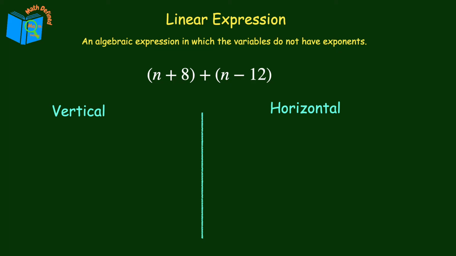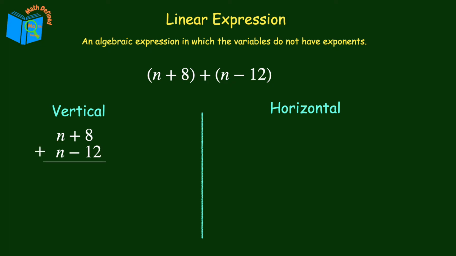I'll start with the vertical method. First, I'll bring down the n plus 8. And then I'll bring down the next part of the expression, n minus 12. Notice here that I made sure to line up the like terms, the variables n and the constants 8 and negative 12. Now I'm ready to add.